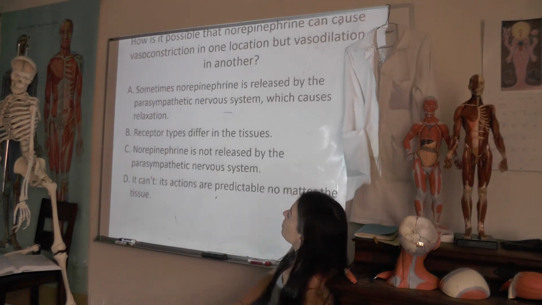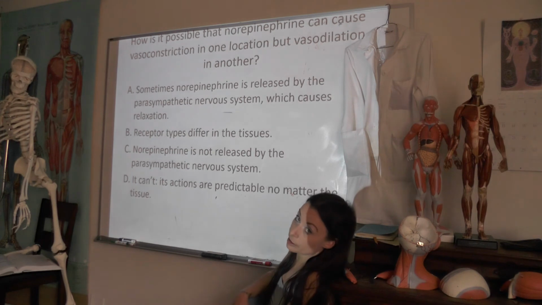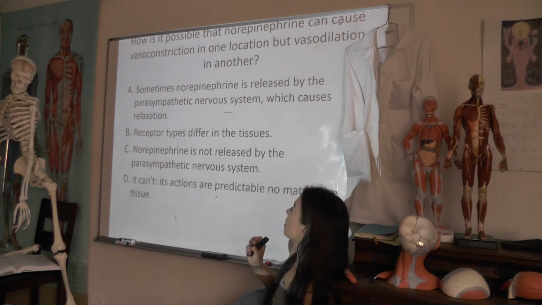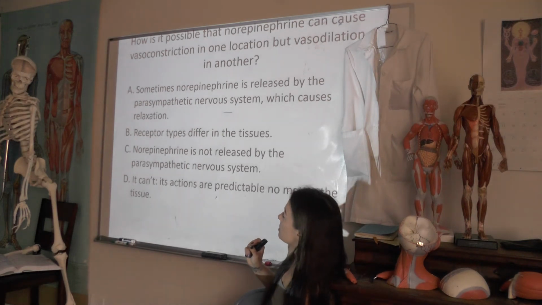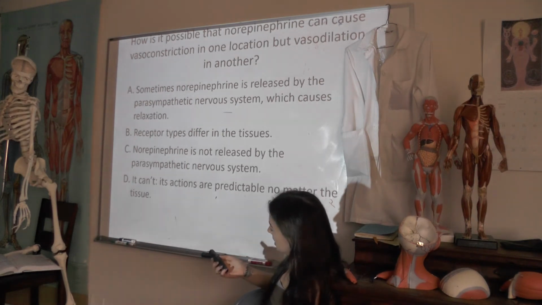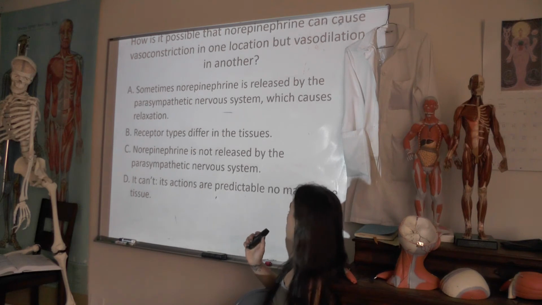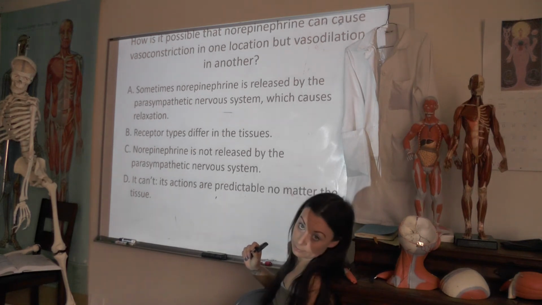How is it possible that norepinephrine can cause vasoconstriction in one location and vasodilation in another? A, sometimes norepinephrine is released by the parasympathetic nervous system, which causes relaxation. B, receptor types differ in the tissues. C, norepinephrine is not released by the parasympathetic nervous system. D, it can't. Its actions are predictable no matter the tissue.